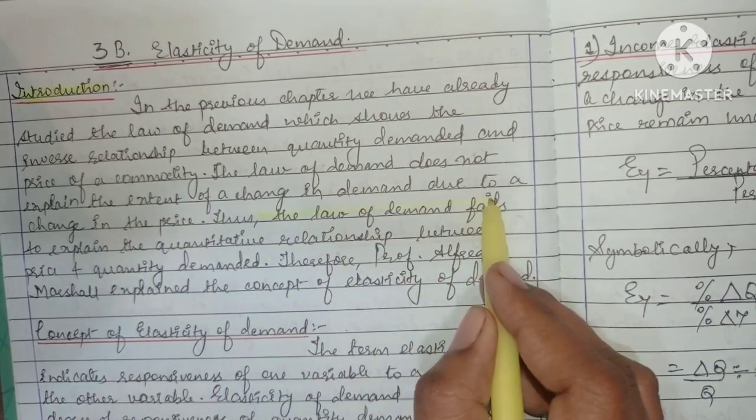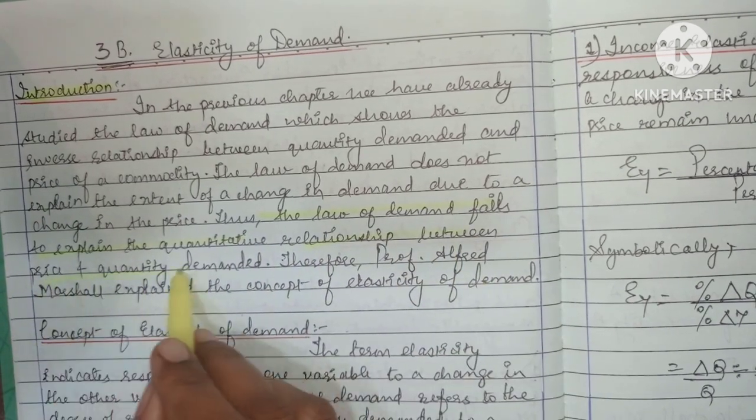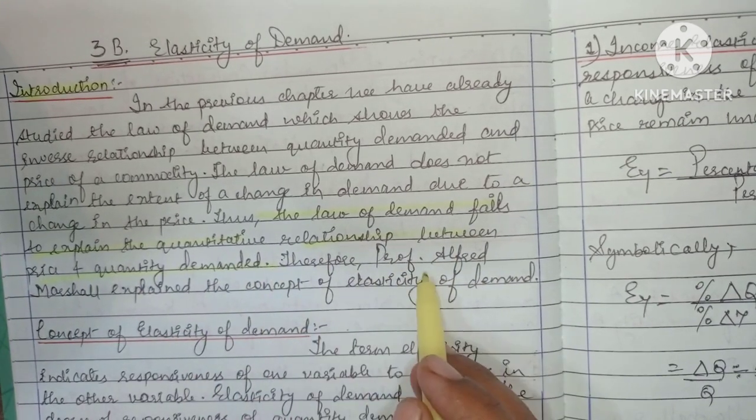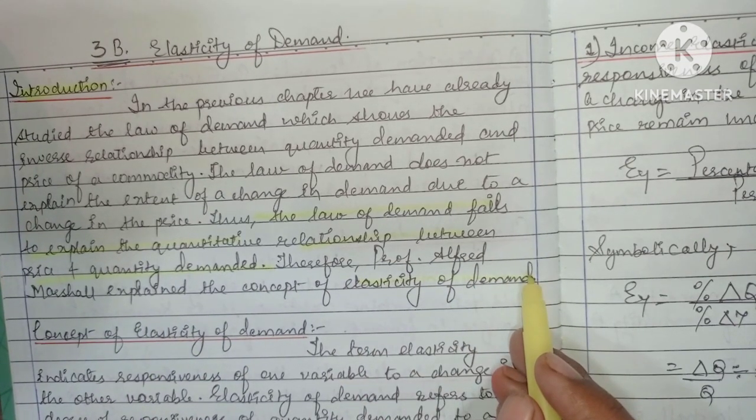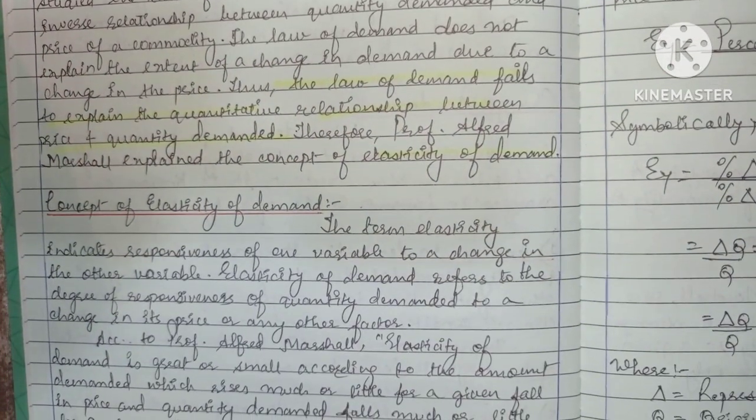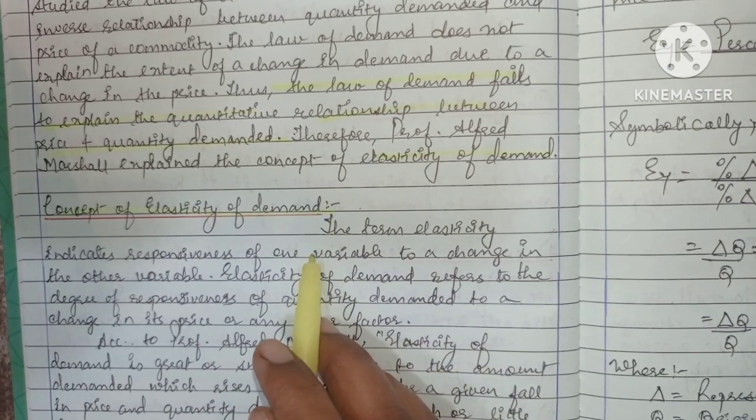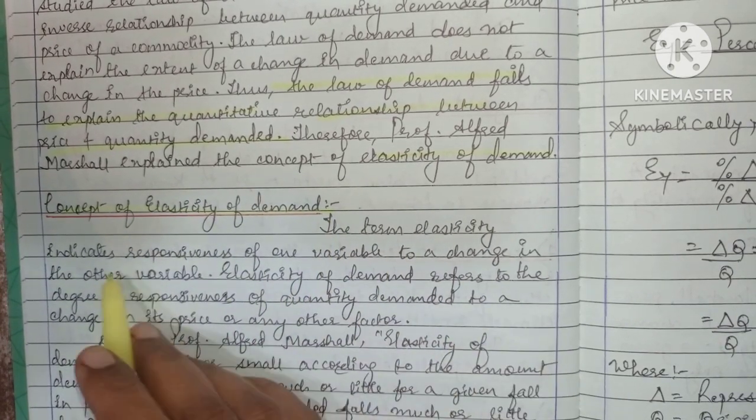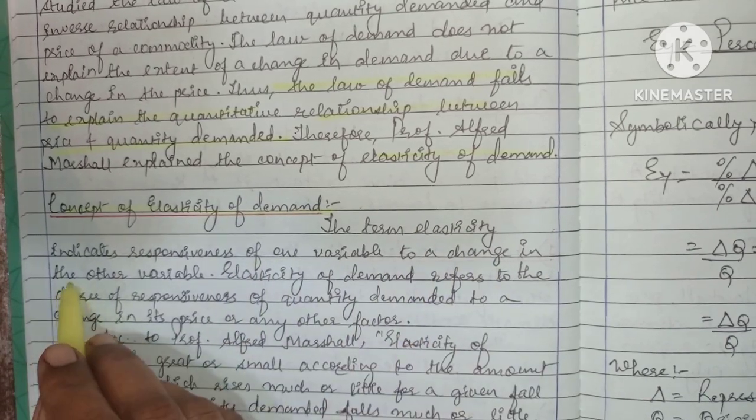Thus, the law of demand fails to explain the quantitative relationship between price and quantity demanded, and therefore Professor Alfred Marshall explained the concept of elasticity of demand. That is why the concept was developed. Next, what is the concept of elasticity of demand? The term elasticity indicates responsiveness of one variable to a change in the other variable.